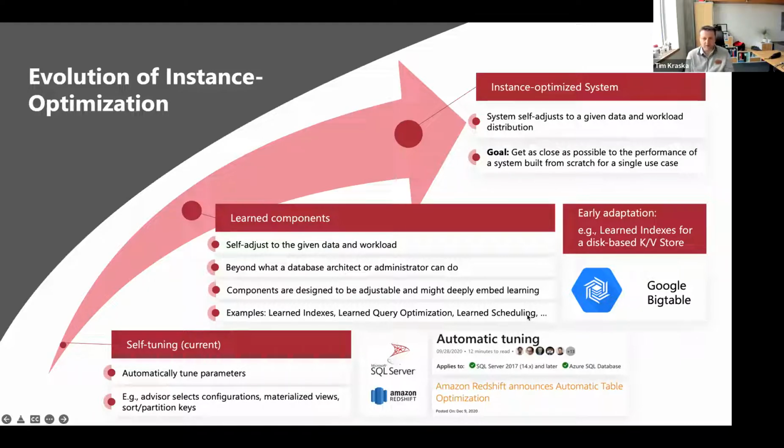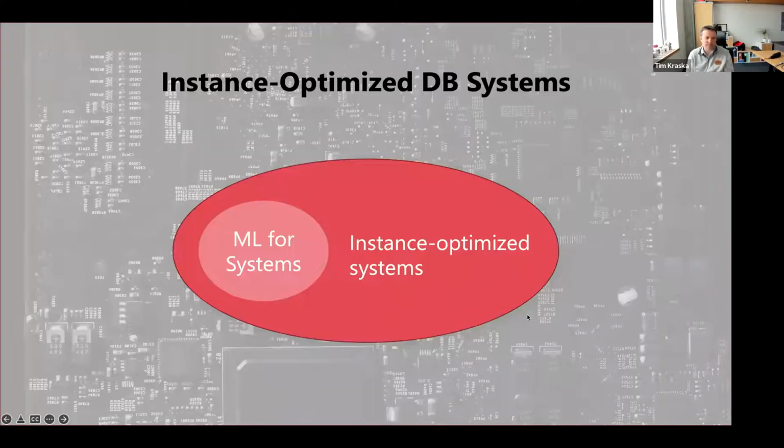When I talk about instance optimized systems, on one hand, yes, we leverage machine learning where it makes sense, but it doesn't mean that we only apply machine learning to systems. In many other cases, traditional good old optimization algorithms, or even heuristics, are the right choice. So we define this area a little more broadly than just ML for systems.